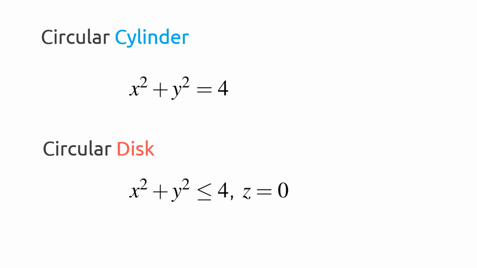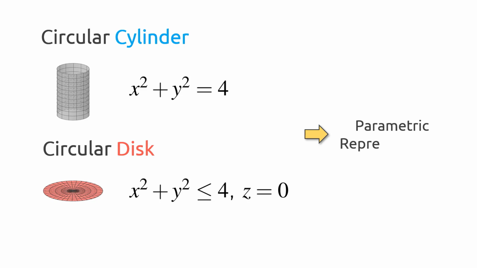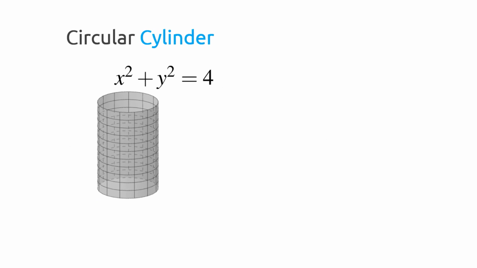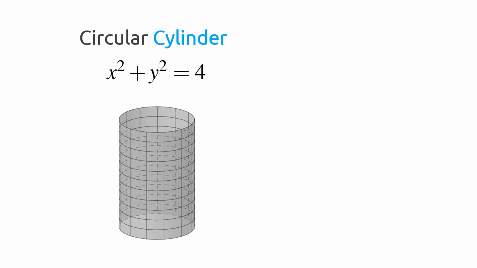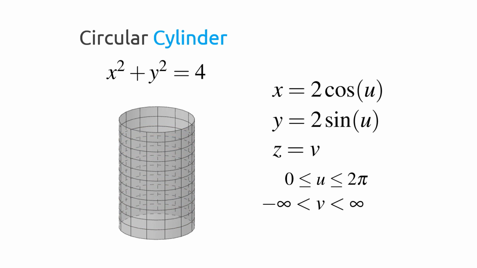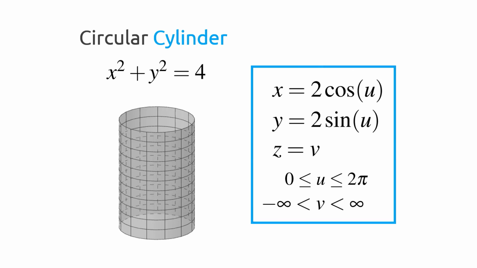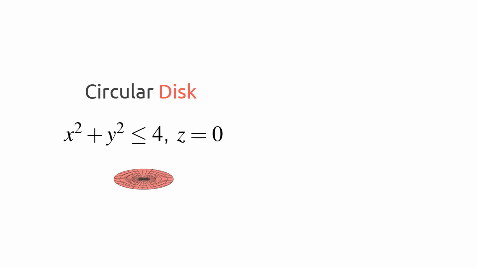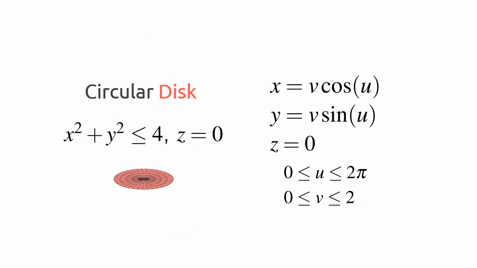You may say, they look really different if we graph them. True, but when it comes to parametrizing them, we can easily get them mixed up. To parameterize the circular cylinder, since the horizontal cross sections are circles parallel to the xy plane, we have x equals 2 cosine u, y equals 2 sine u, and z equals v, with u between 0 and 2 pi. Comparing with the parameterization of the circular disk, x equals v cosine u, y equals v sine u, and z equals 0, with u between 0 and 2 pi, and v between 0 and 2.